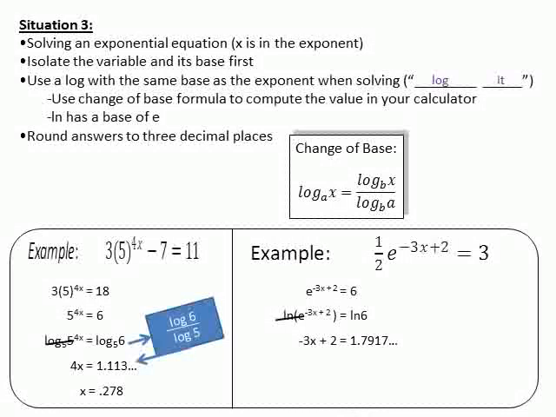Now to check these, you can plug your answers back into the equation and see if you get 3. You may not get exactly 3, especially if you use the 0.069 since there's some rounding in there, but it should be pretty darn close to 3.